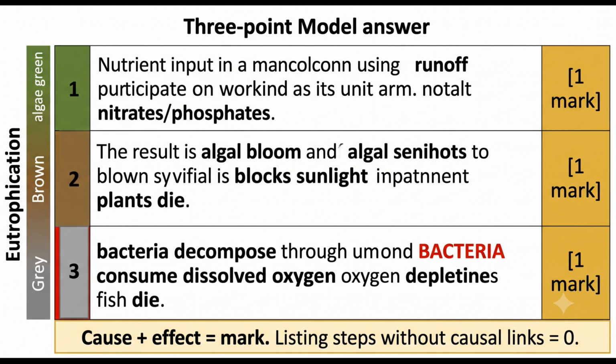Point 3. Bacteria and oxygen, 1 mark. Bacteria decompose the dead algae and underwater plants, consuming large amounts of dissolved oxygen. Oxygen levels drop severely, fish and other aquatic organisms suffocate and die, turning the water body into a dead zone. Bacteria decompose, consume oxygen, oxygen drops, fish die. Bacteria is the key word, 1 mark.